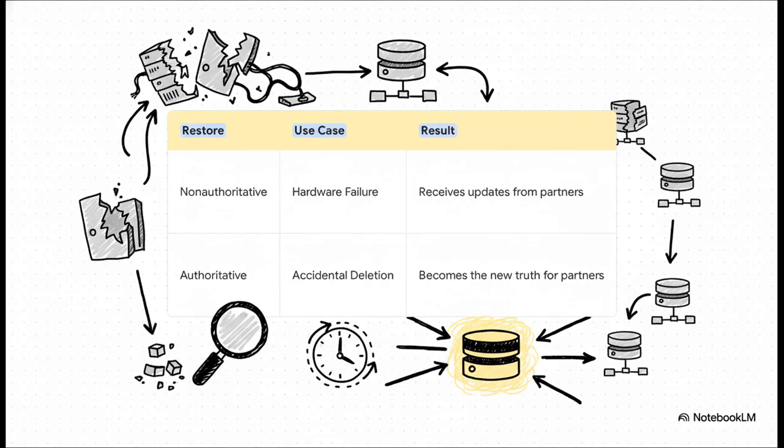The server listens and learns. You have an accidental deletion, you need an authoritative restore. Your goal is to turn back time for one specific thing. And the result is that your server dictates the new truth to everybody else.